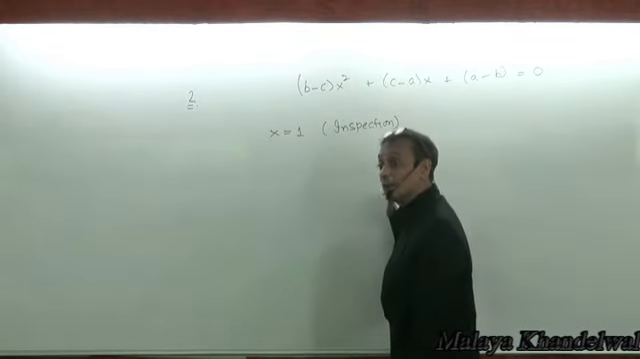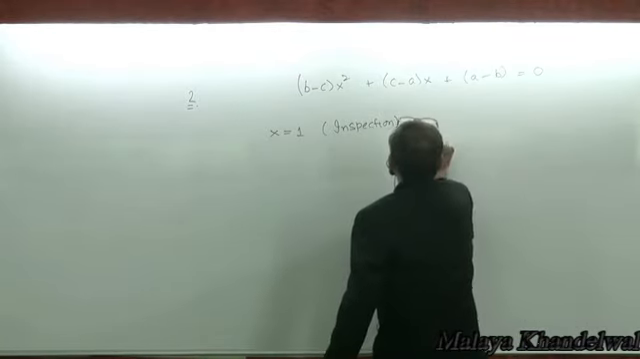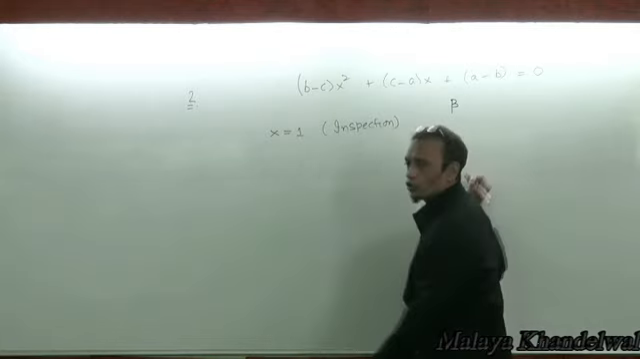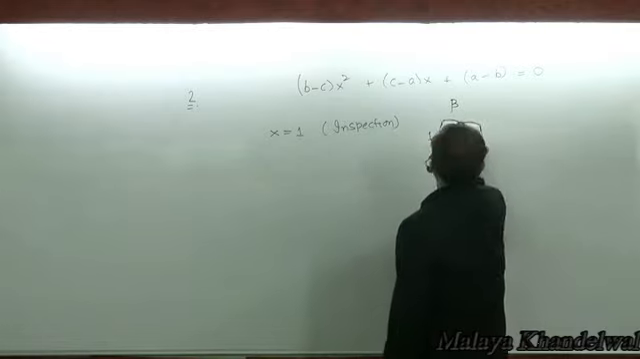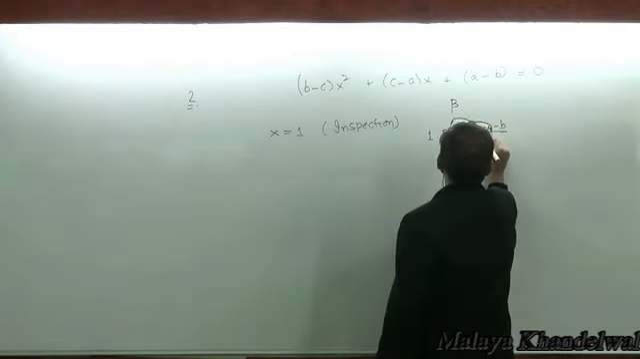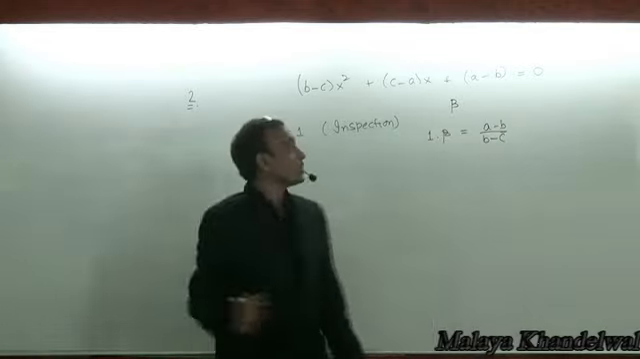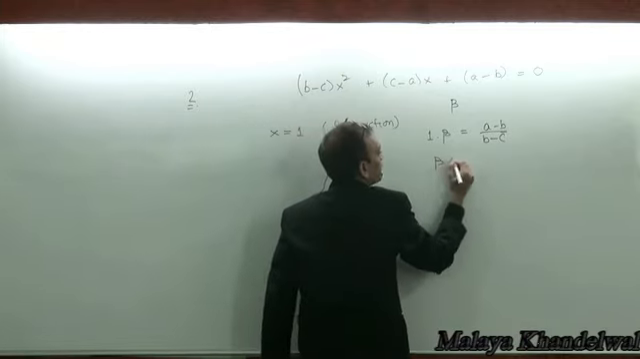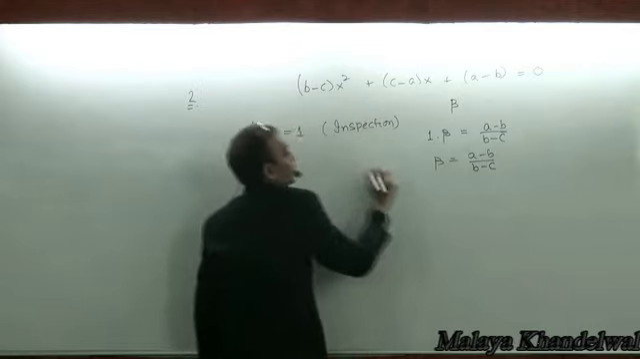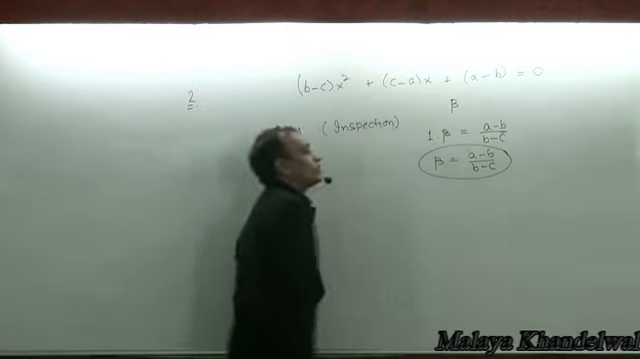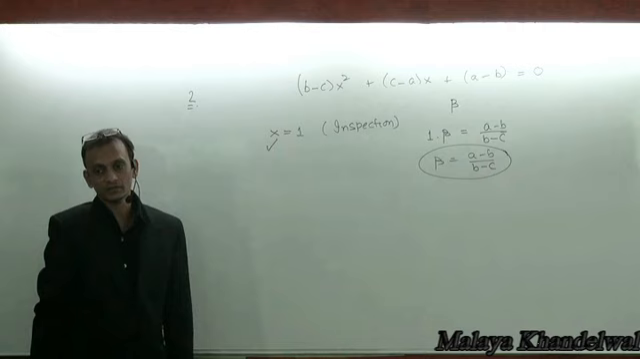Now, if you have one root by inspection, then very clearly, let's say beta is the other root, the product of the roots would be 1 into beta, right? And that must be (a minus b) by (b minus c), causing the second root beta to be (a minus b) by (b minus c). So the two roots are x equal to 1 and x equal to (a minus b) by (b minus c). Yes.